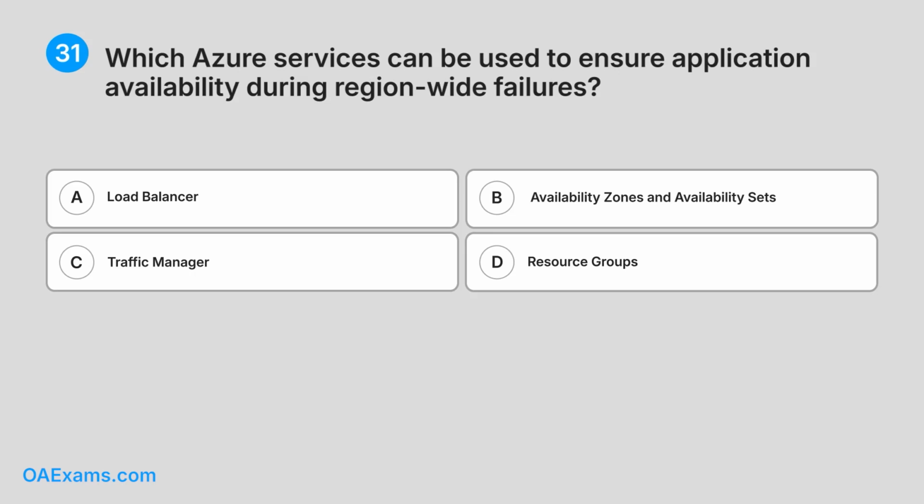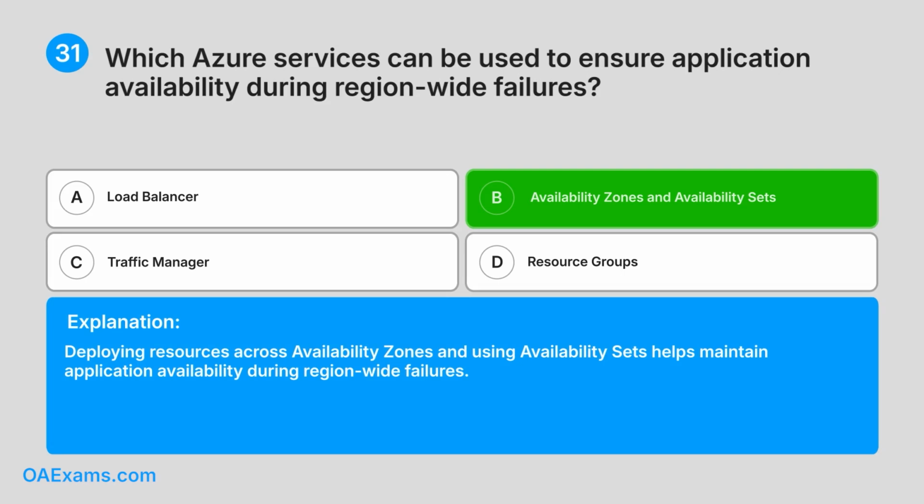31. Which Azure services can be used to ensure application availability during region-wide failures? A. Load Balancer. B. Availability zones and availability sets. C. Traffic Manager. D. Resource groups. Can you guess the answer? Correct answer. B. Explanation. Deploying resources across availability zones and using availability sets helps maintain application availability during region-wide failures.